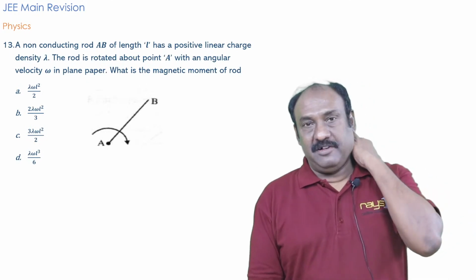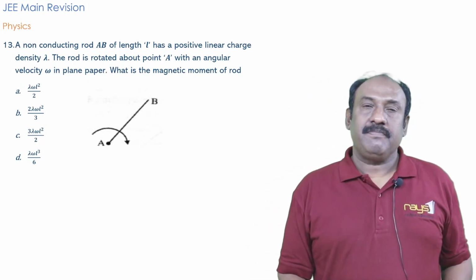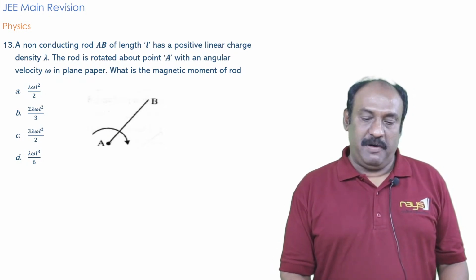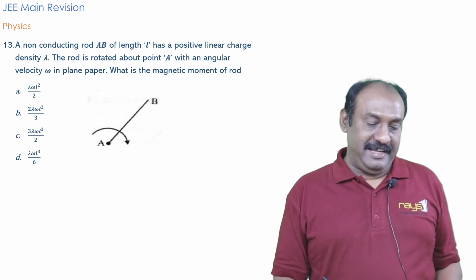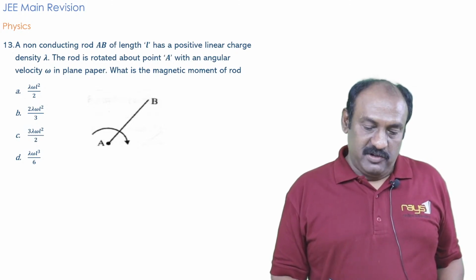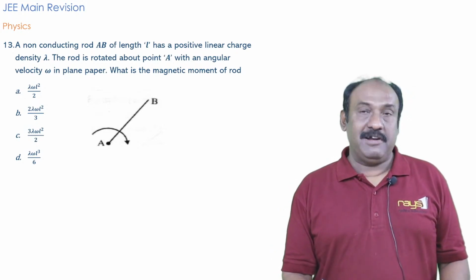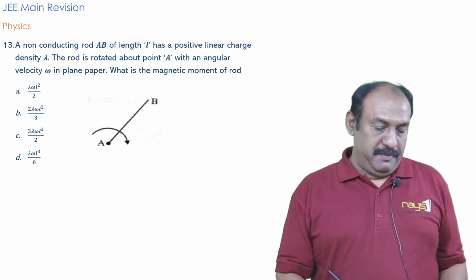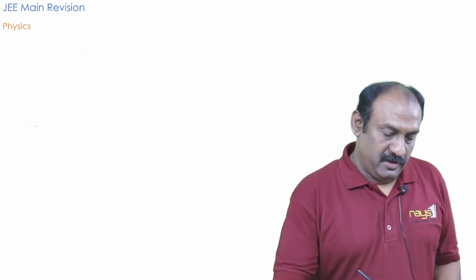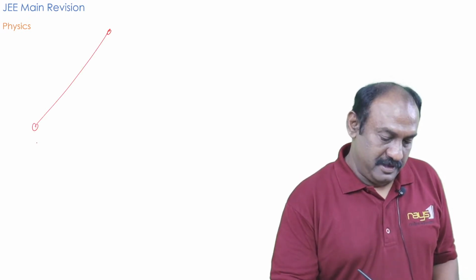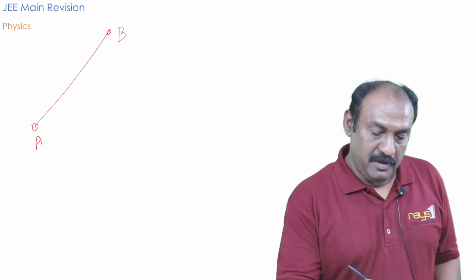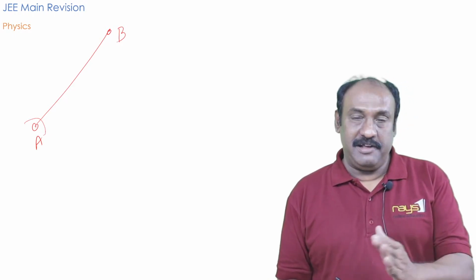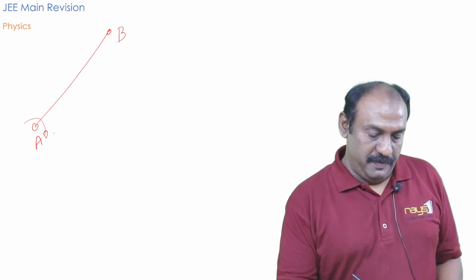Next, question number 13. A non-conducting rod AB of length L has positive linear charge density lambda. The rod is rotated about point A with an angular velocity omega in the plane of the paper. So what is the magnetic moment of the rod? So a rod is under rotation about point A. It is pivoted at point A and rotates with constant angular velocity omega.